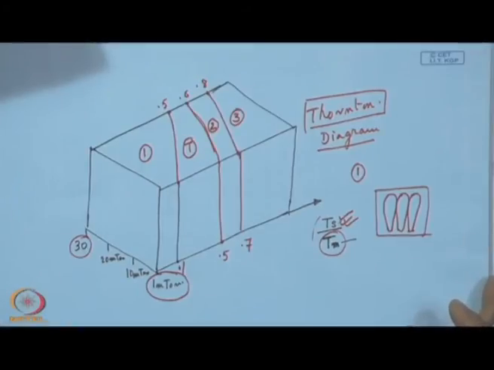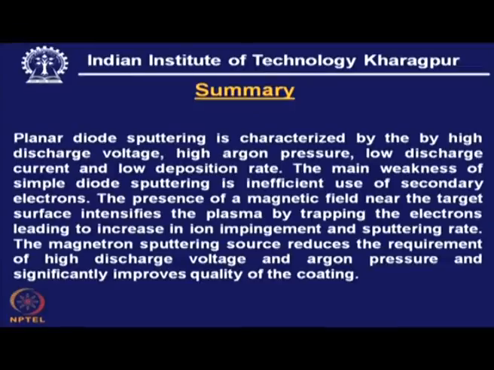So, with this we can summarize the discussion that planar diode sputtering is characterized by high discharge voltage, high argon pressure, however low discharge current and low deposition rate. These are the limitations. However, the main weakness of simple diode sputtering is inefficient use of secondary electrons. So, these are not properly utilized in this system.